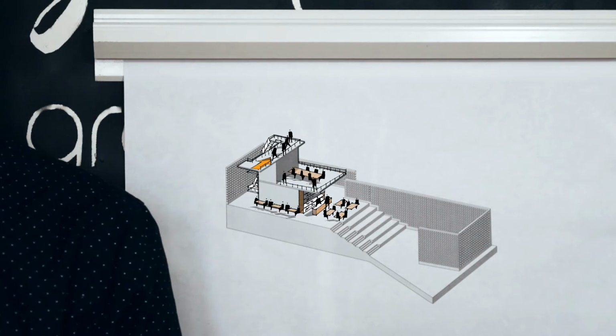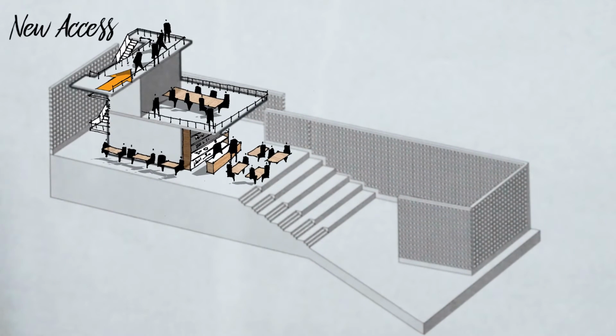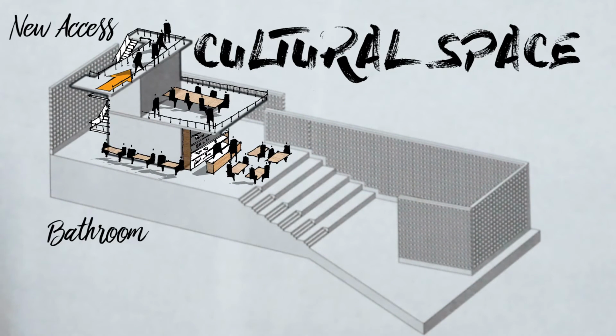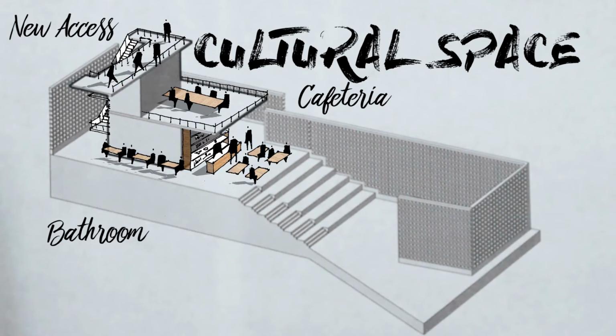The structure of the roof is the next strategy. In here, we're creating a vertical structure that will support the roof. But not only that, it will allow an access at a new level, and it will generate services like bathrooms with changing rooms, a cafeteria, and a multi-use cultural space in a middle level platform.